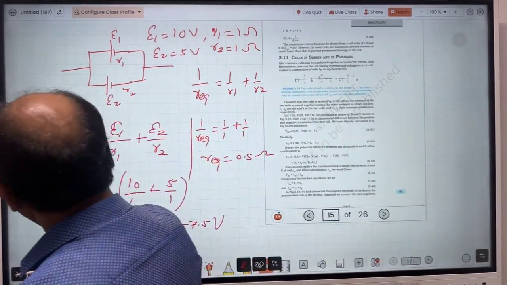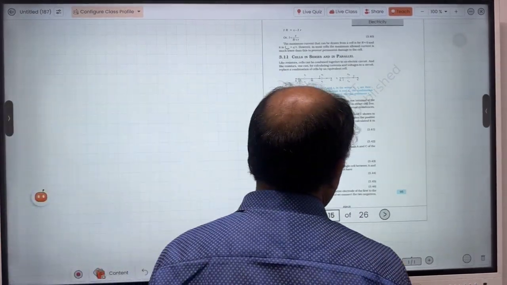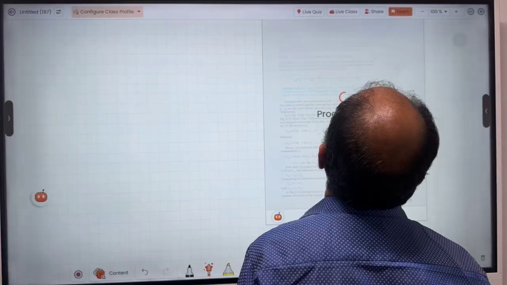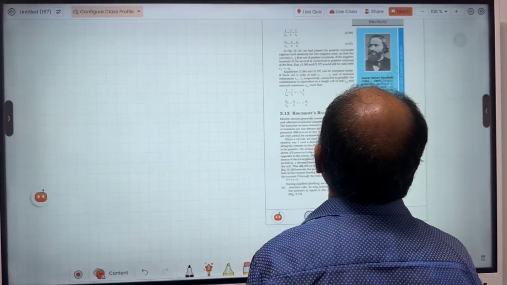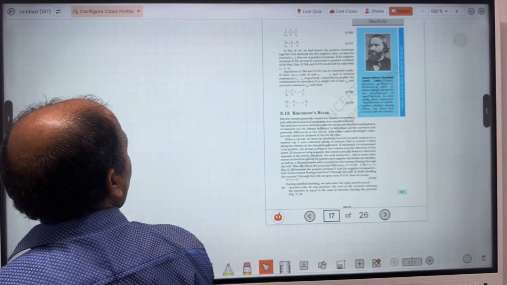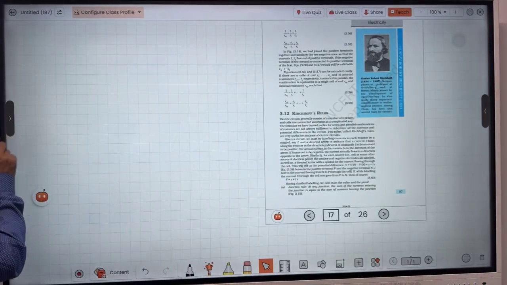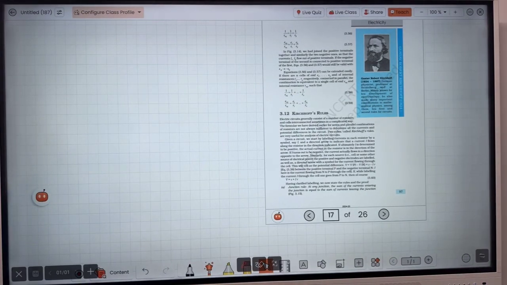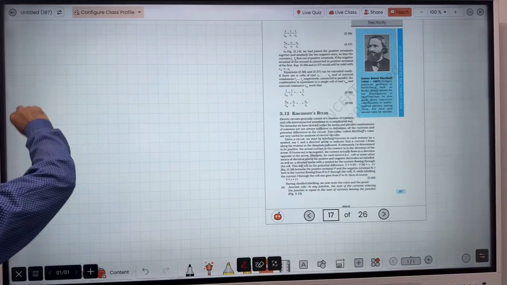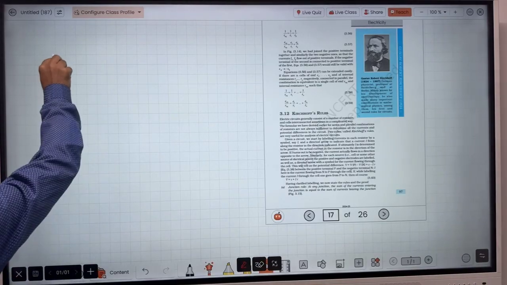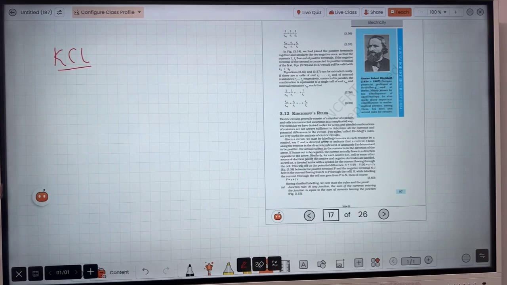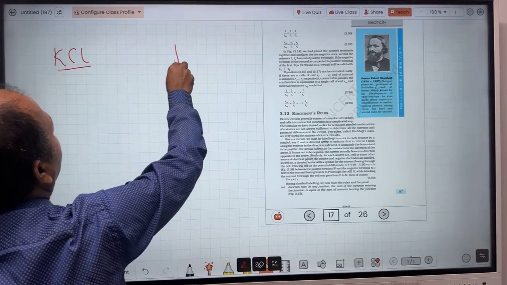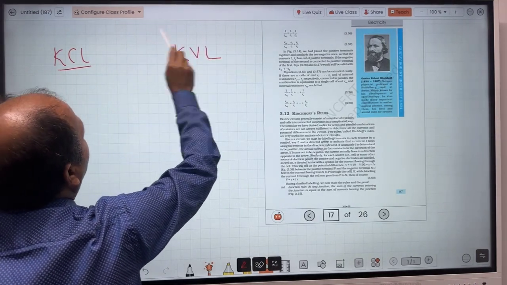Now we are going to see the next thing. Here Kirchhoff's rule. Kirchhoff's rule means we will study two rules. One is KCL, another is KVL. KCL, this is current law, and there is KVL, that is voltage law.